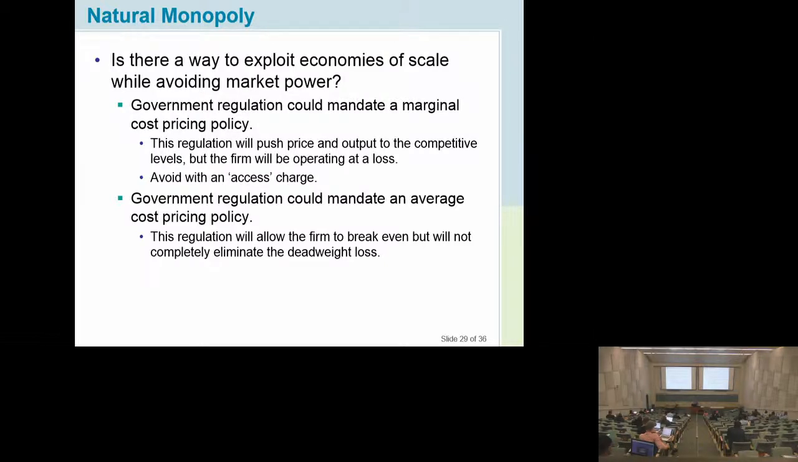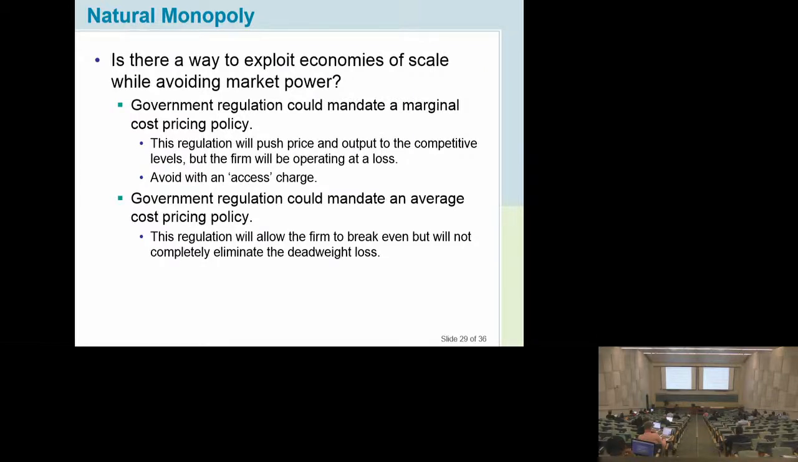Avoid with an access charge. What does that mean? Look at your SAWS bill sometime. I'm not saying this is why the SAWS does this, because they're owned by the public. They're not trying to maximize profit. But look at your San Antonio water system bill sometime. It has a meter fee on it. That's what we mean by an access charge. You get charged a certain amount per month, no matter how much water you use. Okay? Whether you go on vacation the whole month, you're going to pay that meter fee. Right? The right to have access to the service. And then, of course, on top of that, you pay more the more water you use.